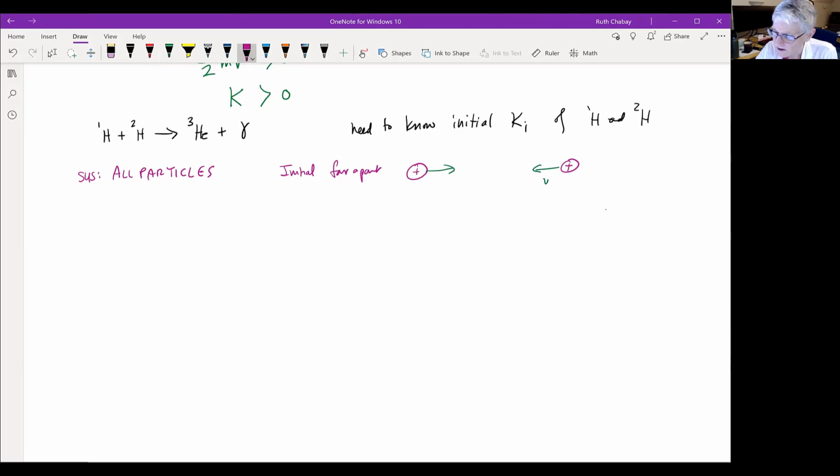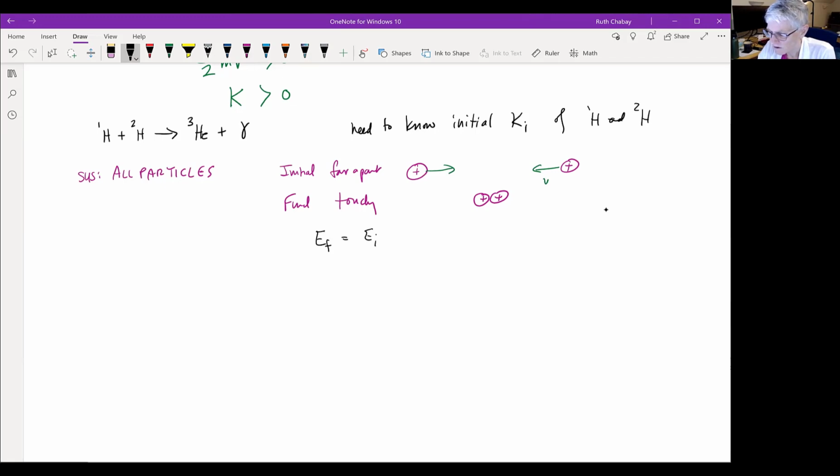And the final state is touching. So they get close enough that they're actually touching. And we're going to say their radii are roughly the same. Okay. So we picked a system, we picked initial and final states. Now let's just write down the energy principle.